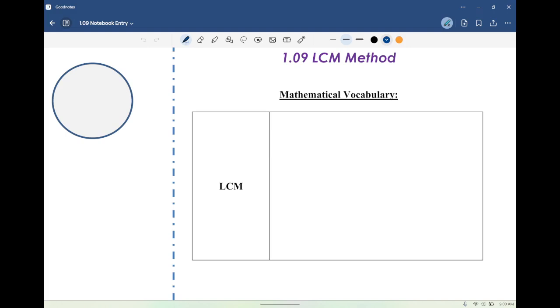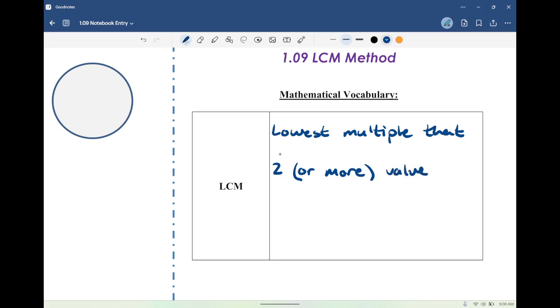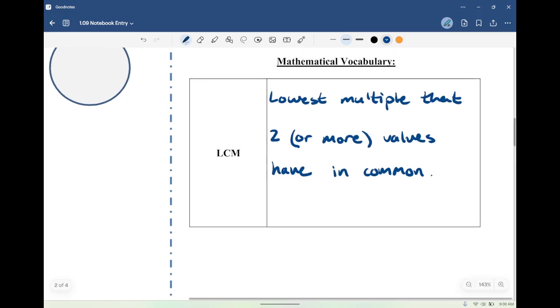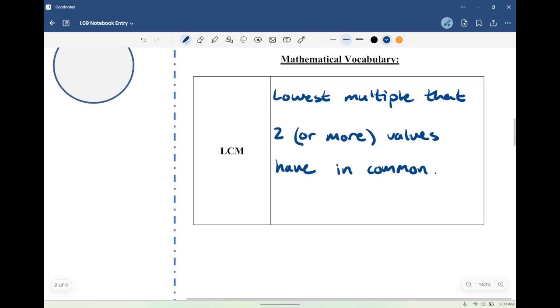And so for least common multiple, we're going to keep it simple. It is the lowest multiple that 2 or more, we're going to put in parentheses, values have in common. The lowest multiple that 2 or more values have in common.